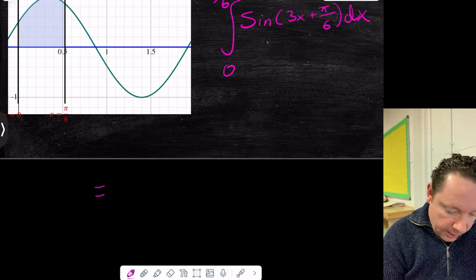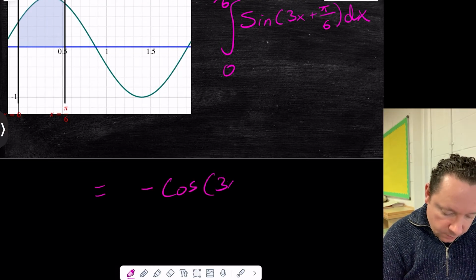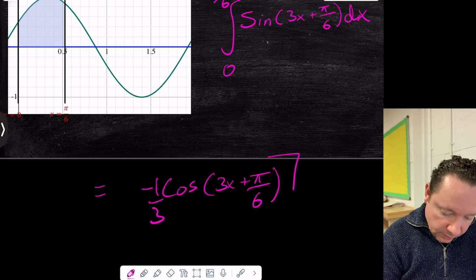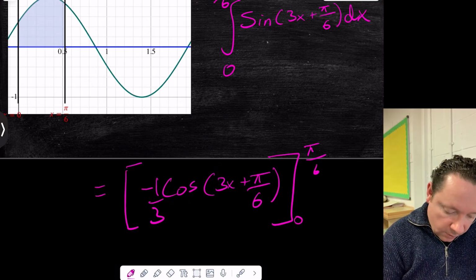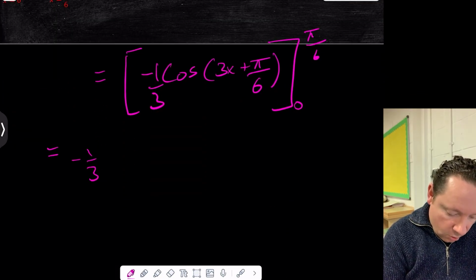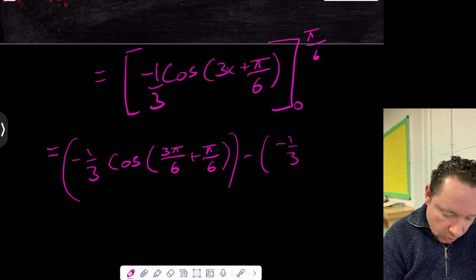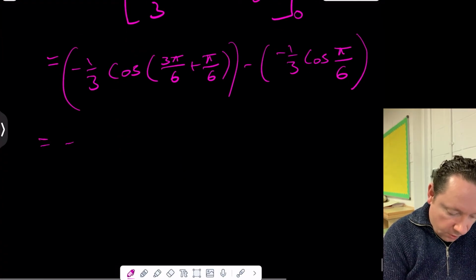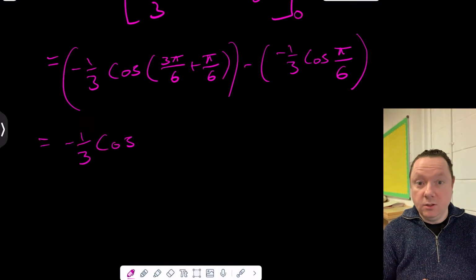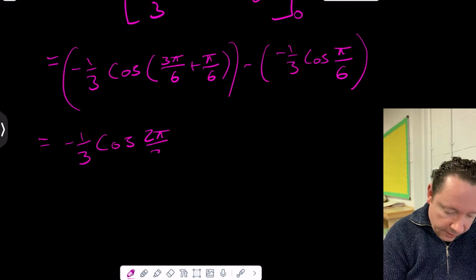So integrate that, and we get minus cos 3x plus pi over 6, and then we need to divide by minus a third. It is because 3x becomes divided by 3, and that's between 0 and pi over 6. So subbing the values in, we get minus a third cos 3 pi over 6 plus pi over 6 for the first one, minus a third cos 0 plus pi over 6, so just pi over 6. So that is minus a third cos 3 pi over 6 plus pi over 6 is 4 pi over 6. Simplify that to 2 pi over 3. Minus is plus a third, cos pi over 6.